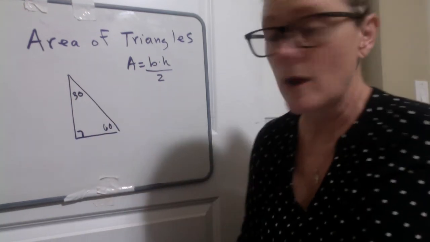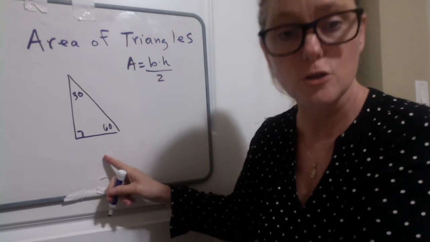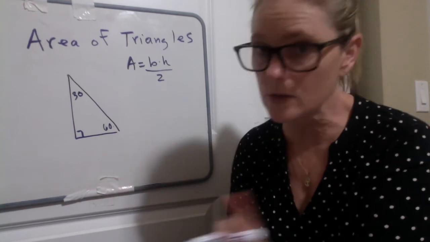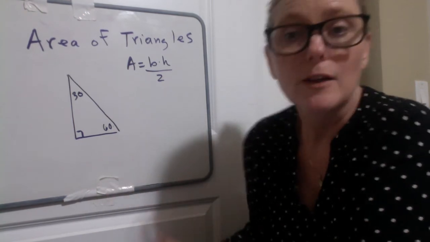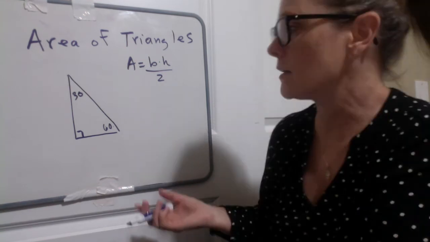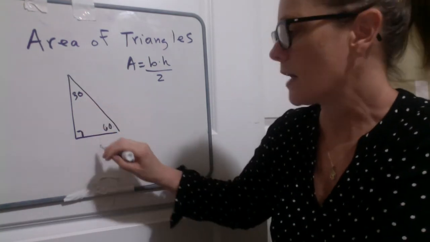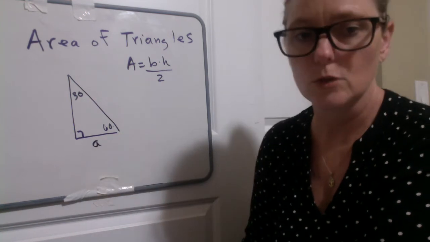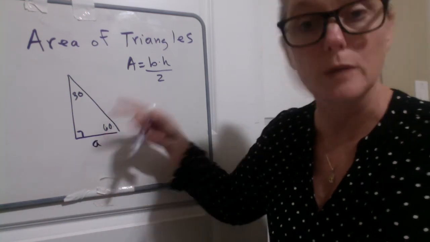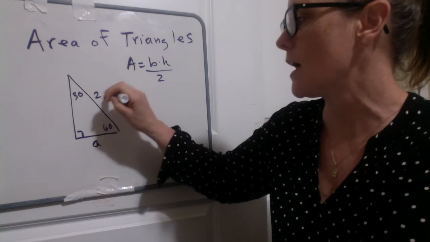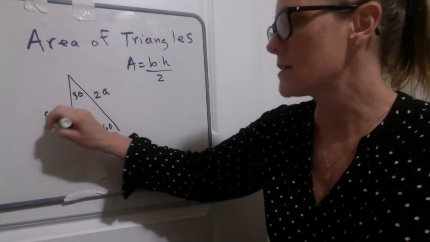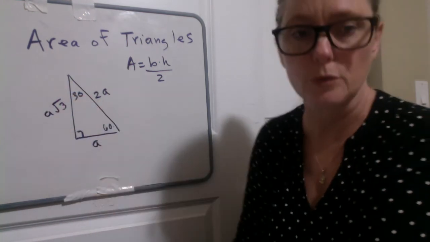I'm switching those around because if this is the smallest angle, this should look like the smallest side, but remember that's not always the case. I might draw a picture that doesn't look right. So if this is the 30-degree angle, if this is the smallest side and I call it A, you remember then that the hypotenuse will be double that. So this would be 2A, and the other leg is A times root 3.